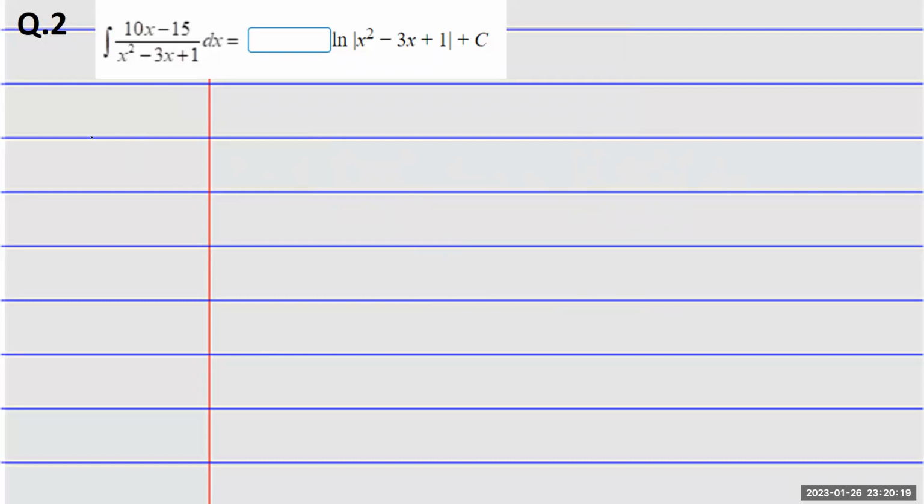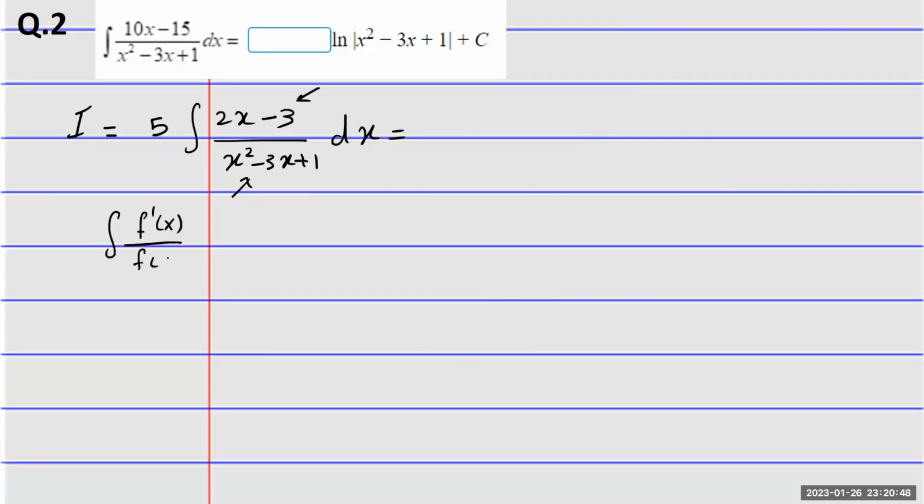Question number 2. This integral also I can write, just take 5 as a common factor, take outside the integral of 10 divided by 5 is 2x minus 15 divided by 5 is 3, over x squared minus 3x plus 1. Here the degree of the numerator is less than the degree of the denominator by 1. So check, I am applying the same rule. If you have f prime of x over f of x, the integral of this is ln of the denominator, ln f of x. Let's see. So I apply the same rule.